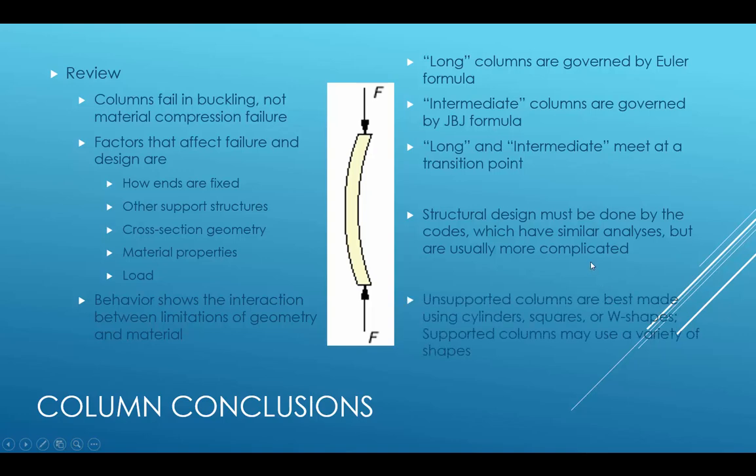If you happen to have unsupported columns, they're best made using cylinders, squares, or W shapes. Those are more efficient than the others, and so you don't have to use as much material to get a very strong column. If you happen to have supported columns, well, then you could use a variety of shapes. Or maybe you don't have a very heavy load, you could use something that's more workable for some of the other important things of your design. And don't forget, you have to consider the weakest unsupported axis. And I'll be following this video up with another one that goes into some of those issues.